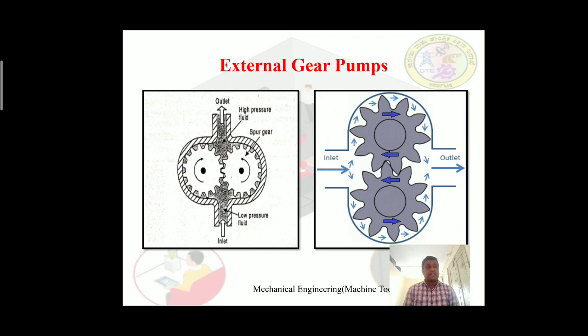When there is a reduction in the atmospheric pressure at the inlet area, fluid is pushed by the atmospheric pressure acting on the oil in the sump. This oil sump is always vented to the atmosphere. The fluid is then carried between the gear teeth, which act as the oil chamber along with the casing.